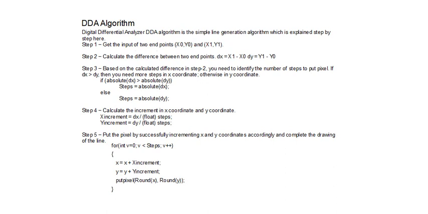So there are two endpoints of the line, so we will input them. Then in step 2 we will calculate the difference between the two endpoints. So we will find out what is the change in x and what is the change in y. Then based upon the calculated difference from step 2, you need to identify the number of steps to put pixels. Number of steps means how many pixels you have to display, which we can get from here.